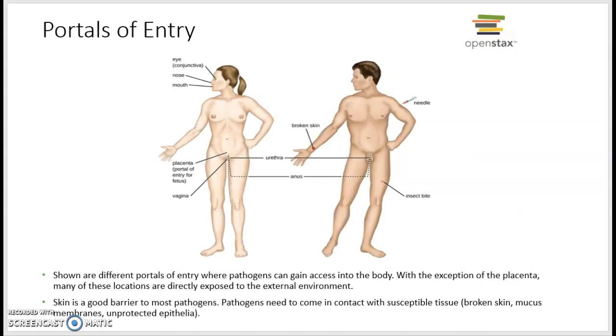This graph shows the portals of entry on a person. Note that most of these portals are holes in the body, where sensitive tissue on the inside of us is exposed to the outside environment. Some of these portals include the eye, the conjunctiva, where mucous membranes for tear ducts are present, the nose, the mouth, the genitals, and breaks in the skin. The skin is typically a good barrier for most pathogens. Pathogens need to come in contact with susceptible tissue in order to begin an infection.